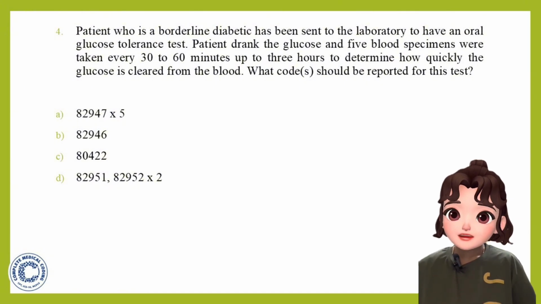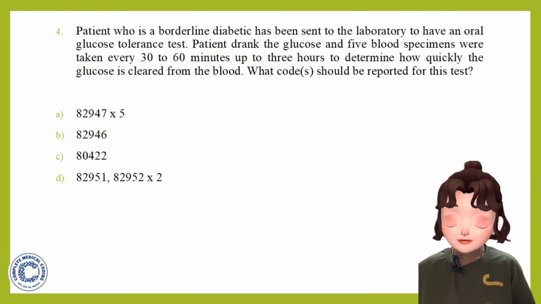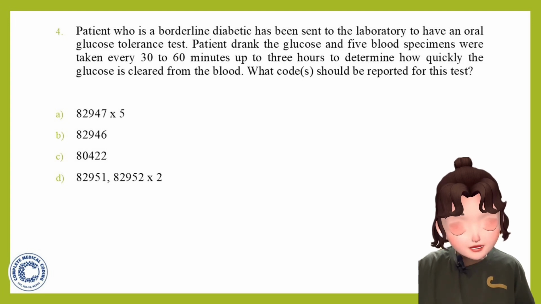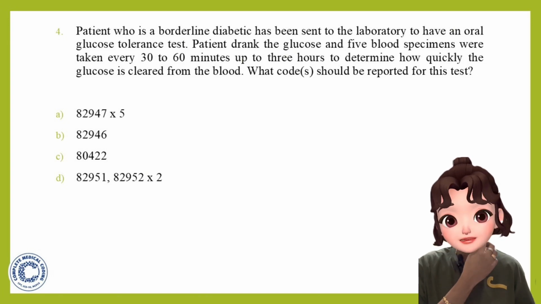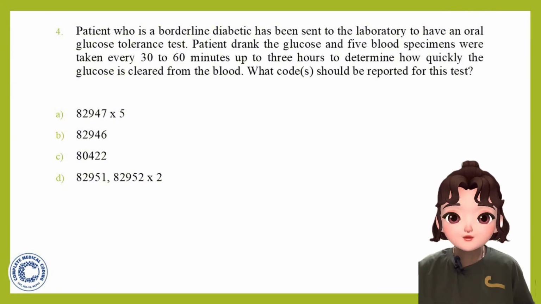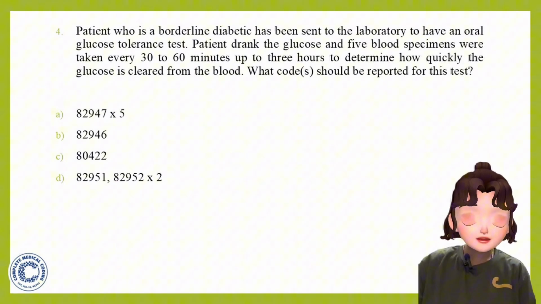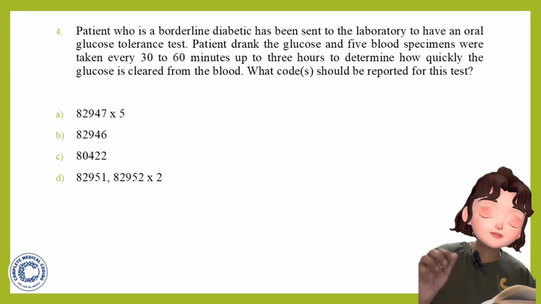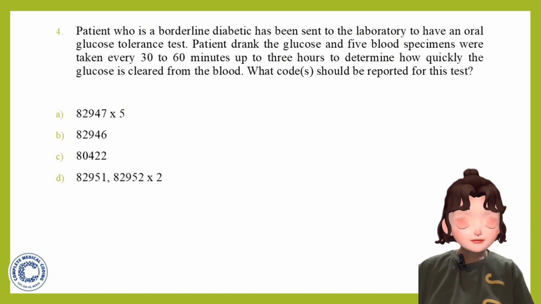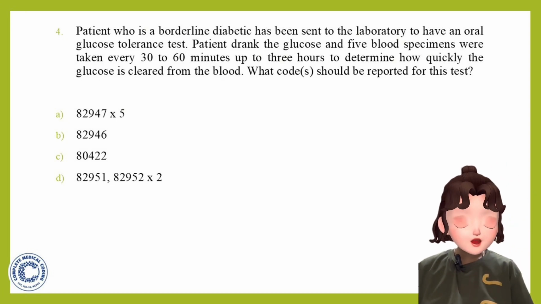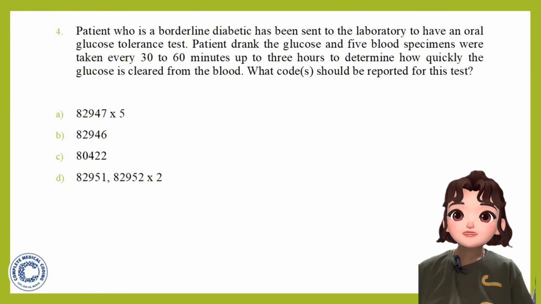And what is 82946? 82947 is glucose quantitative blood, fasting or random, but not through a reagent strip. 82946 is glucagon tolerance test. No, ours is glucose tolerance test. Both are different. This is glucagon.